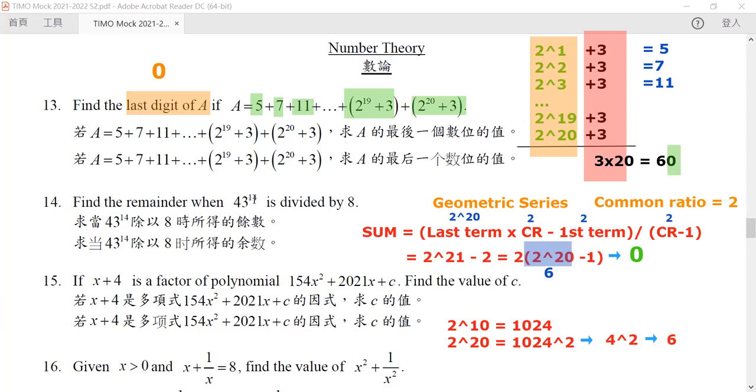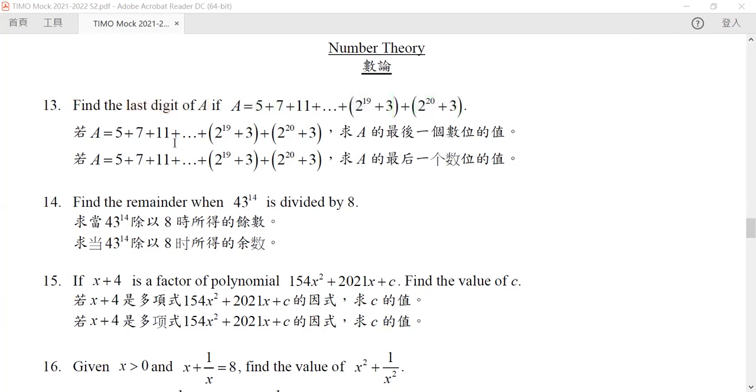Okay. So now let's go to question 14. Find the remainder of 43 to the power 14 when it's divided by 8. Now in here, we need to apply the logic of modular arithmetic.